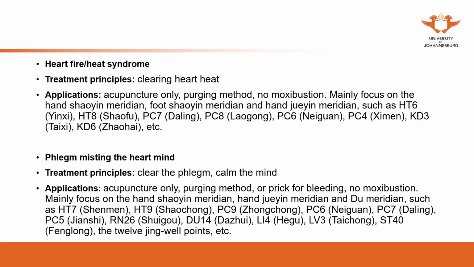Large intestine 4 and liver 3, we always combine together to activate the circulation. So these two can be used as a pair, large intestine 4 and liver 3. Ren 26 is very important for stroke, for mental disorder, for diseases that are related to consciousness. Du 14, Da Zhui, is very important for the heat.